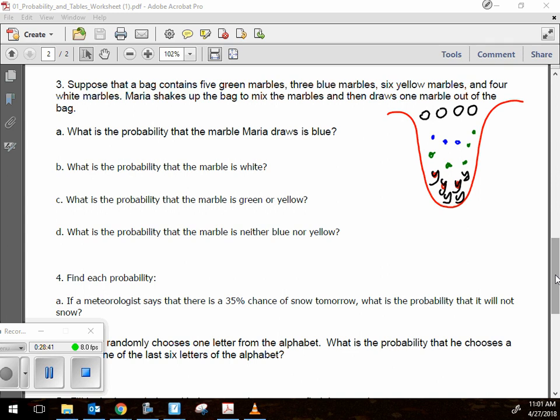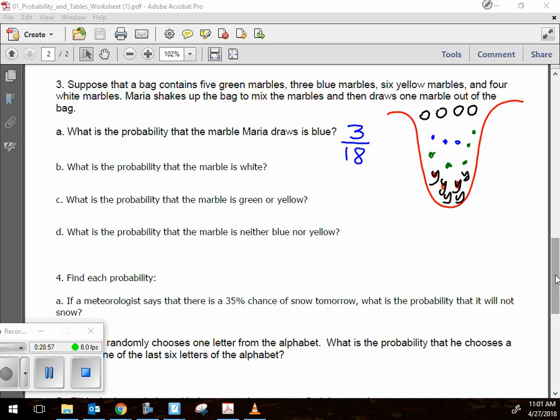Okay, what's the probability she gets a blue? You reach in. There's only 3 of them in there that are wanted outcomes out of, had anybody added them all up yet? There's 18 of them. So it's 3 out of 18.